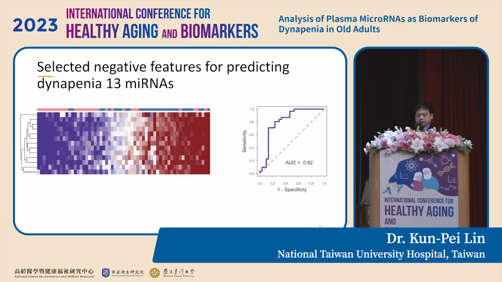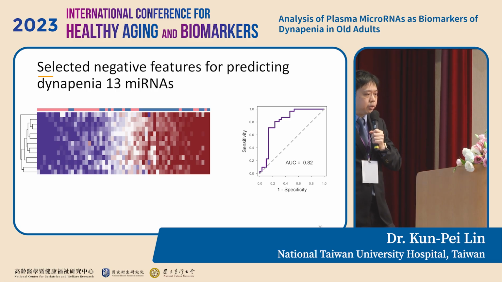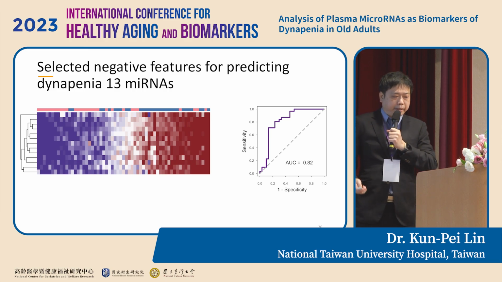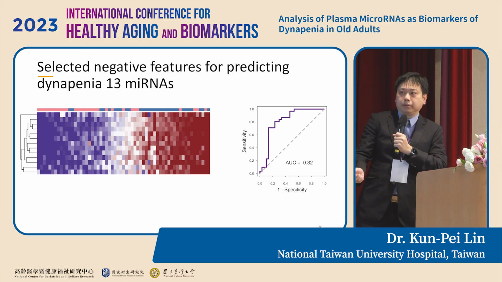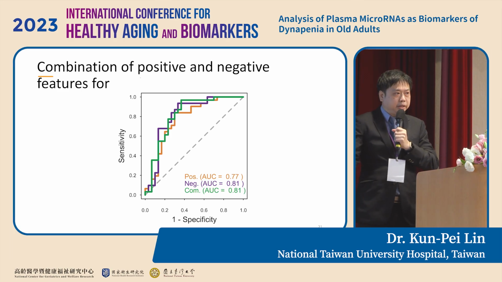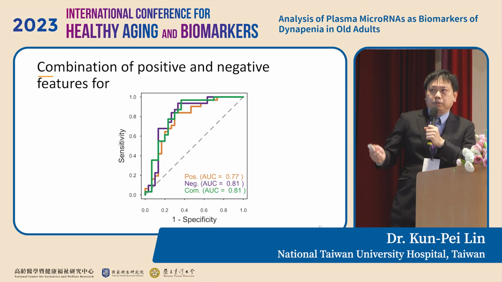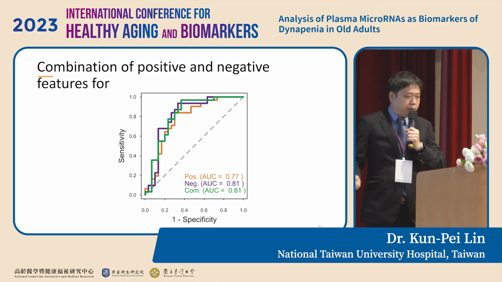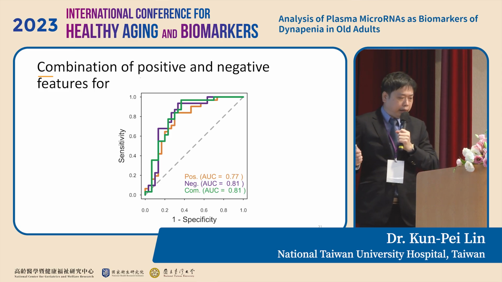We use another 13 microRNAs in predicting Dynapenia, focusing on selecting the negative features. The heat map on the left illustrates their better distribution. We can see the purple, blue, and red areas separate very clearly. Meanwhile, the right chart shows the AUC for predicting Dynapenia, reaching a value of 0.82. So we combine the positive and negative features for prediction. We combine the positive and the negative models into a composite model. The AUC was about 0.81.